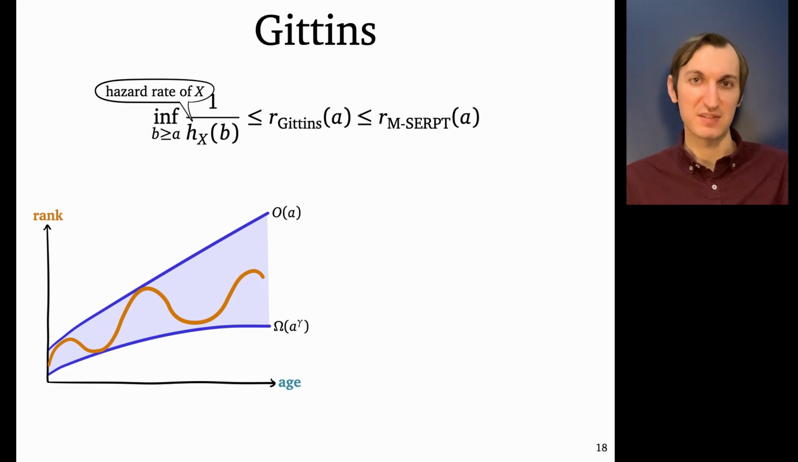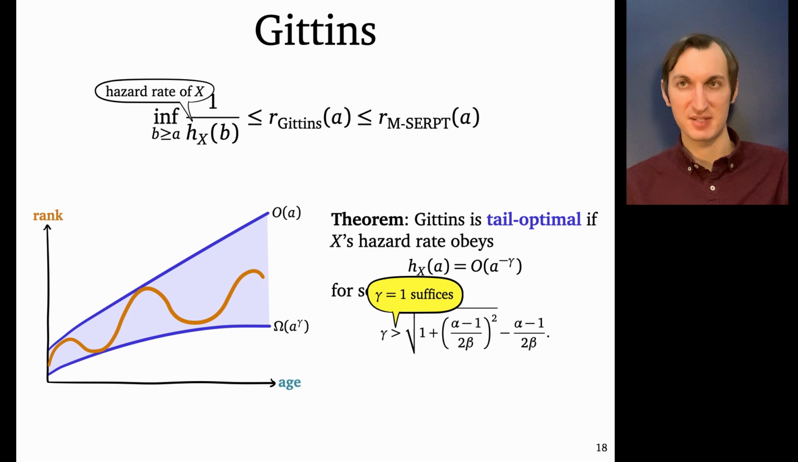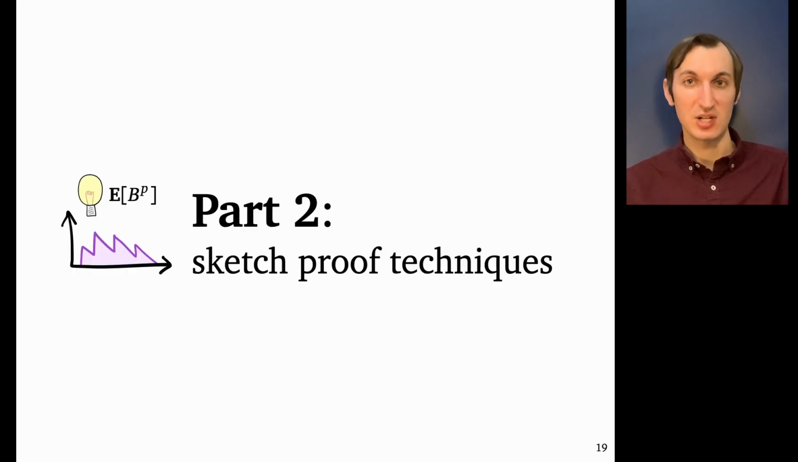For the lower bound, we have to make an assumption on the hazard rate of the distribution. Specifically, we need to show that the hazard rate doesn't have really big spikes at really late ages, which we formalize as hazard rate being bounded as a to the negative gamma for some sufficiently large gamma. And in particular, gamma equals 1 will always suffice. Okay, those are our results. Let's talk very briefly about how we prove them.